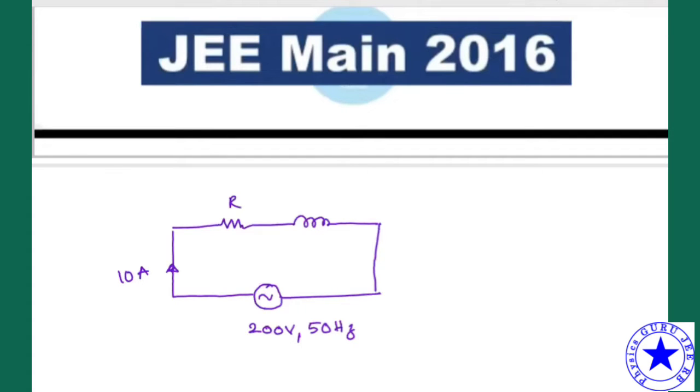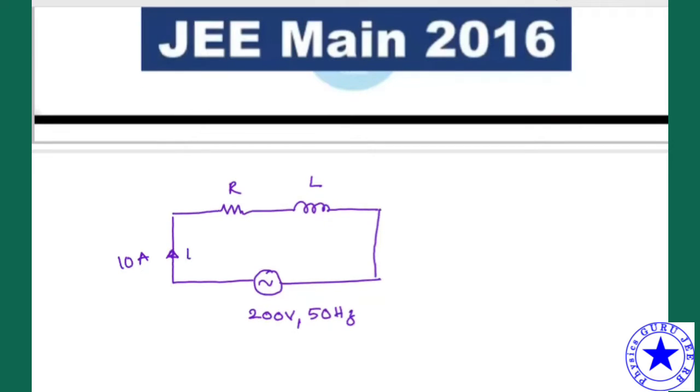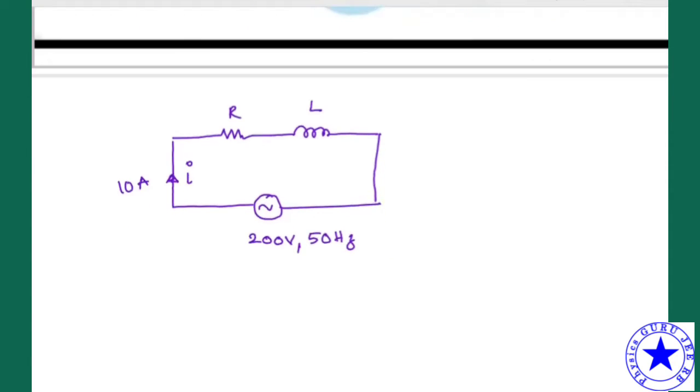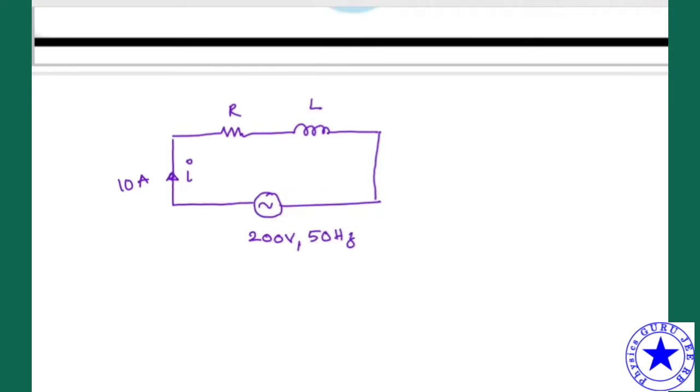And it is nothing but resistance, and here it is inductance. So how much current is passing? 10 amps of current is passing through it. Now what is the current? How to calculate the current here? I is equal to 220 divided by Z.